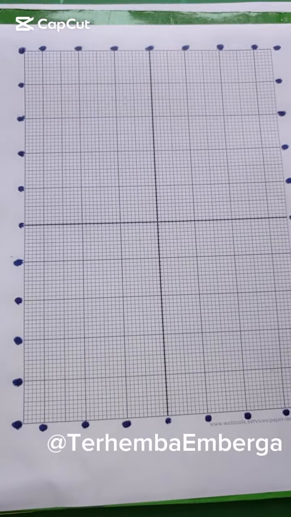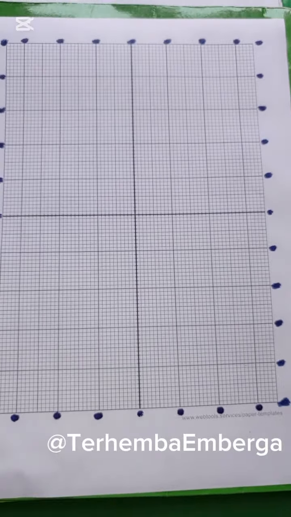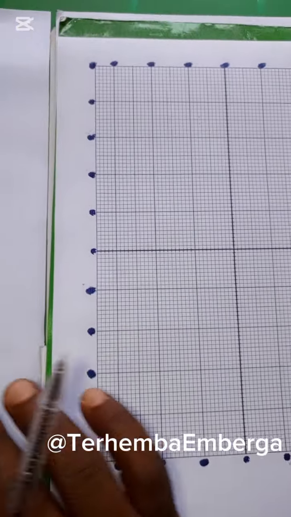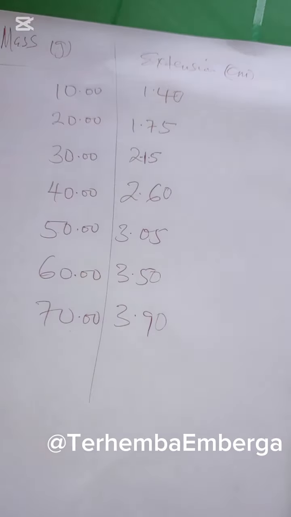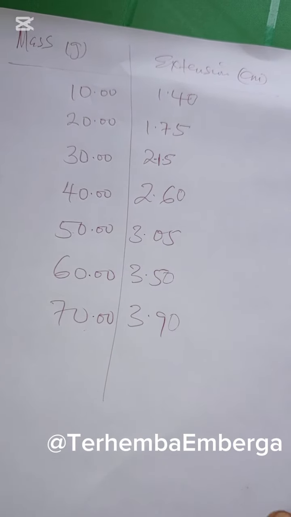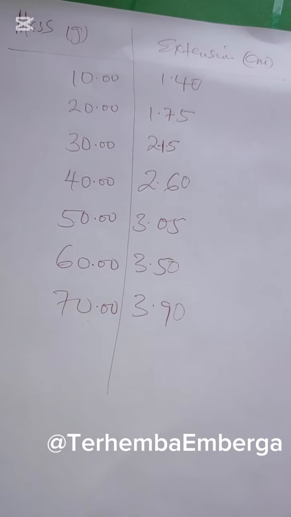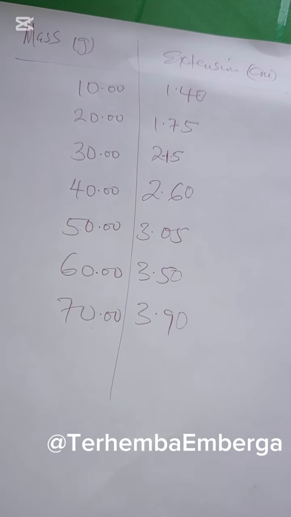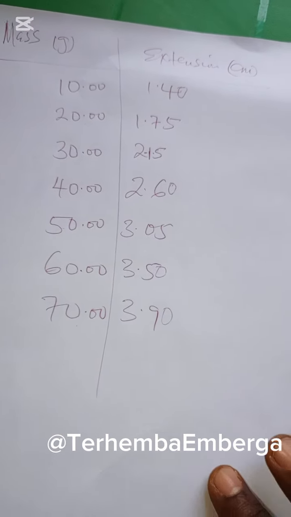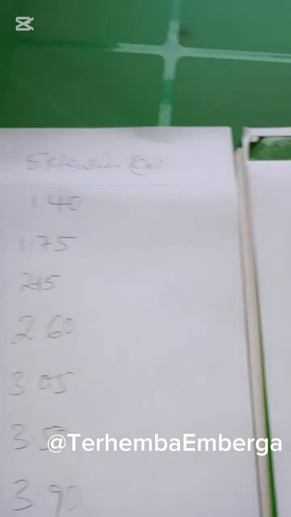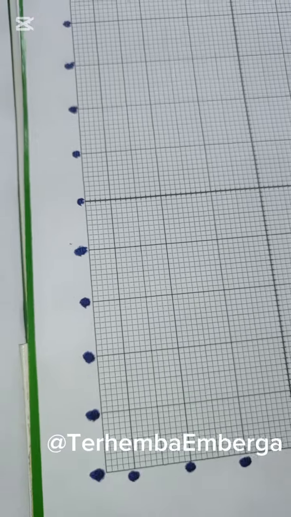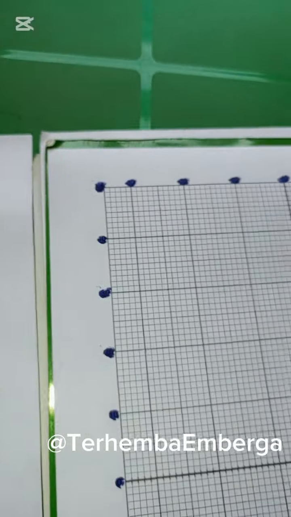Then we'll look at how we can plot a graph based on the scores we have here. These are the scores of the practicals or the experiment performed in the physics laboratory. We have mass in grams, extension in centimeters. But before we proceed, we want us to look at the graph sheets.